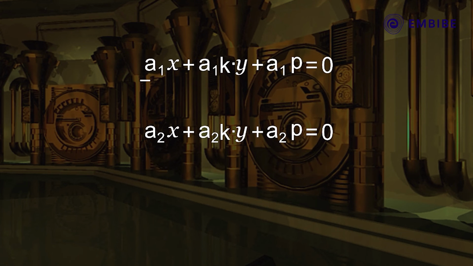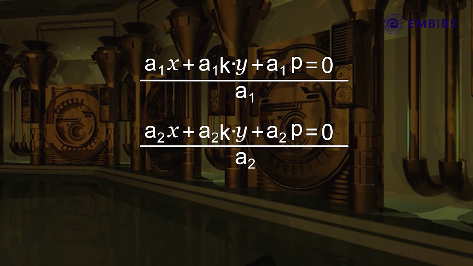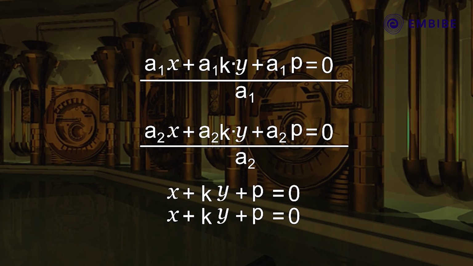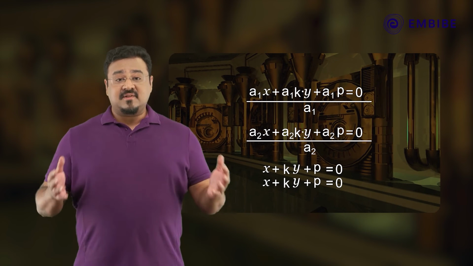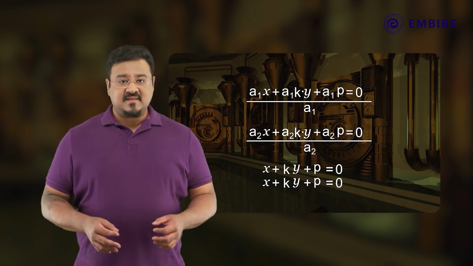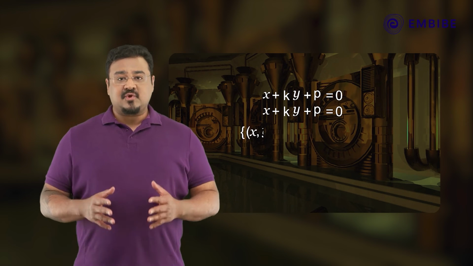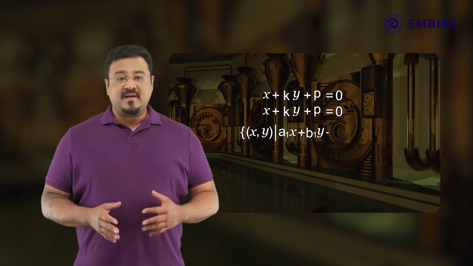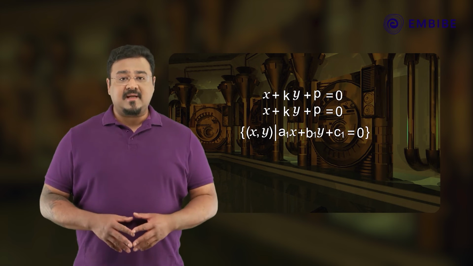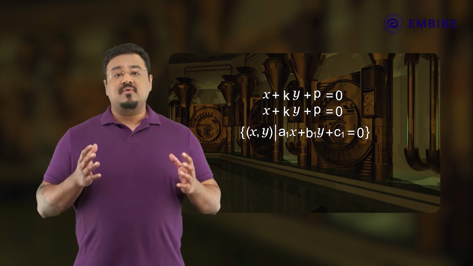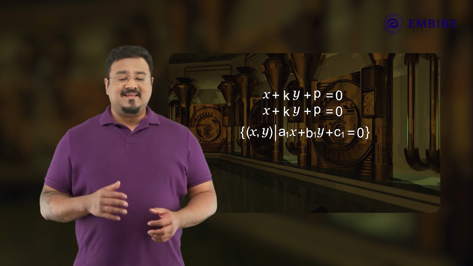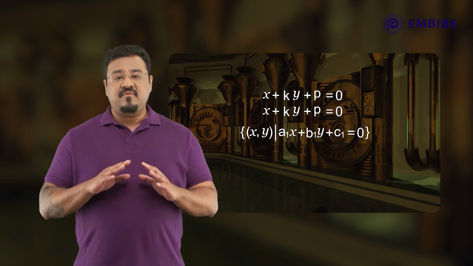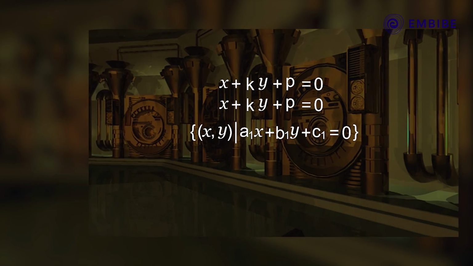By dividing the first equation by a1 and the second by a2, we get the same equation, which is x + ky + p = 0. The solution set of the system is the set of ordered pairs (x, y) such that a1x + b1y + c1 = 0. Thus, in this case, the system has infinitely many solutions.